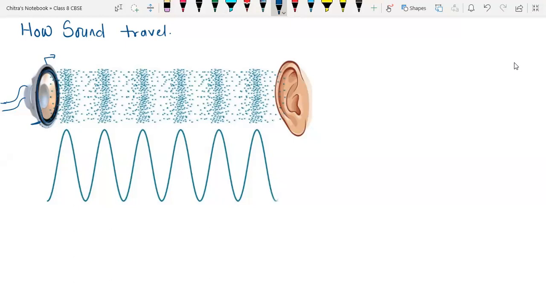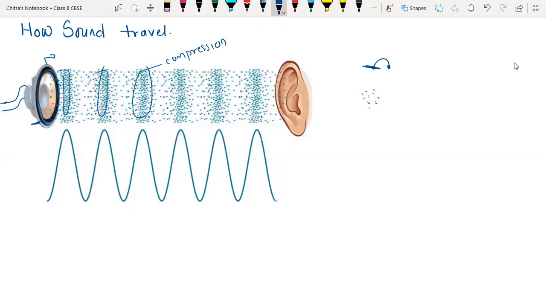Due to vibration of the membrane of the speaker, the surrounding particles of air in contact with that membrane also vibrate, and one particle transfers its vibration to the neighboring particle by oscillating movement like this. When these particles of air come close to each other in order to transfer the vibration, that region, where the particles are very dense, as you can see here, is called compression.